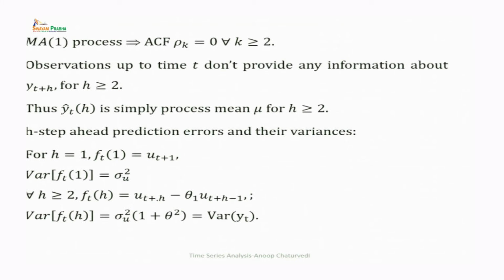And what is the reason behind it? For the MA(1) process, you remember that the autocorrelation function rho k is equal to 0 for all k greater than or equal to 2. So, any two terms of the time series which have lag greater than or equal to 2 are uncorrelated.